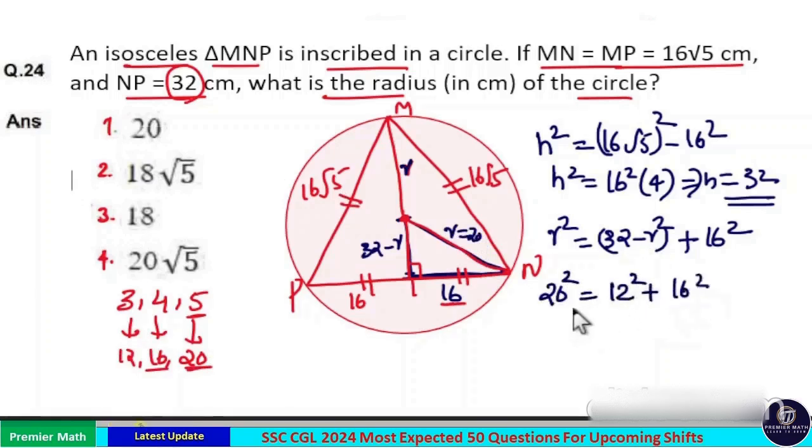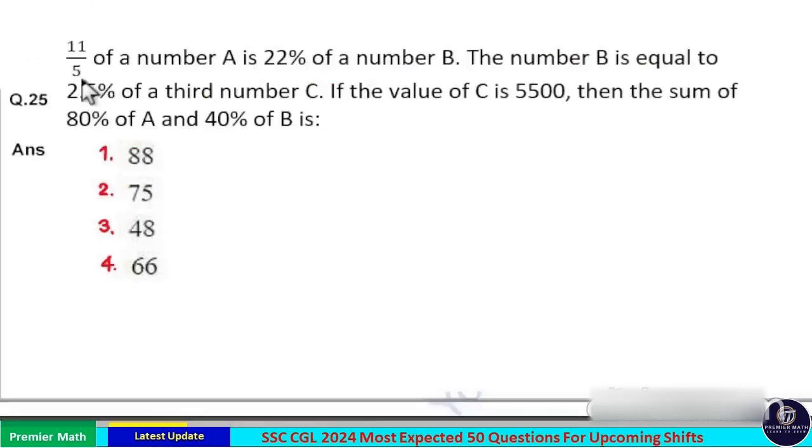So 12 square plus 16 square is equal to 20 square. Check for it. 12 square is equal to 144. 16 square is equal to 256, which gives 400, which is 20 square. So R is equal to 20 here. R is equal to 20. Option 1 is your answer.